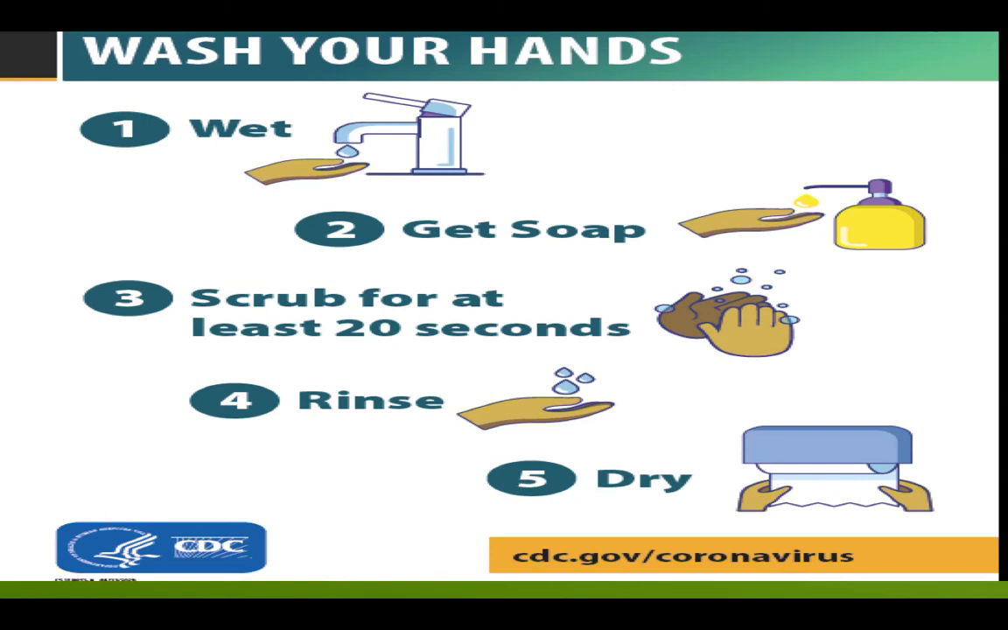Once you're on step 3, scrubbing for at least 20 seconds, you want to make sure that you're going hand over hand, left over right, right over left, getting the palms, in between the fingers, the backs of the hands, and inside of your thumbs, rotating and really washing for those 20 seconds, and then rinsing your hands with water. Again, dry very thoroughly with a single-use towel and turn the water off using a towel.